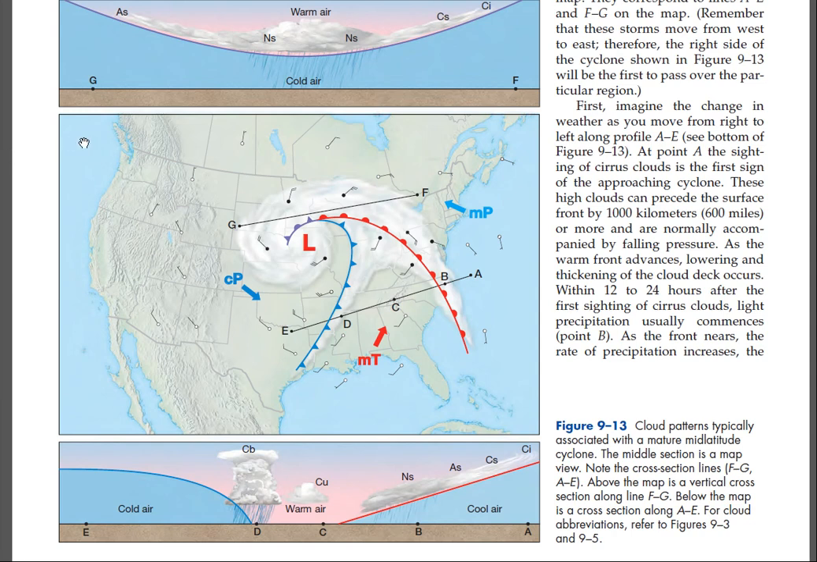Guided by the westerlies aloft, cyclones generally move eastward across the United States. Therefore, we can expect the first signs of a cyclone's arrival to appear in the western sky.